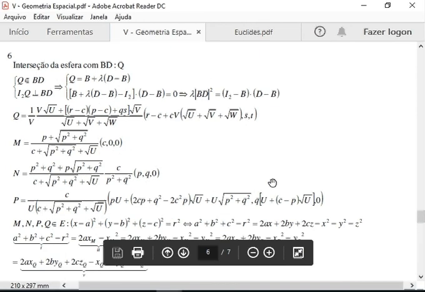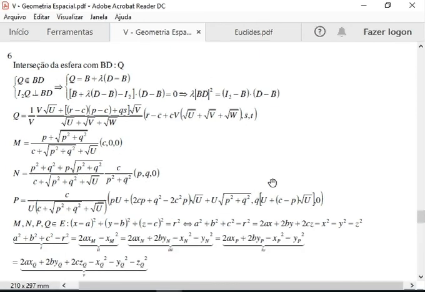The intersection of the sphere with the straight line BD is a point Q. Q is in BD, I2Q is perpendicular to BD. Who is lambda? Q is a function of U, V, W. Who is M? Who is N? Who is P?